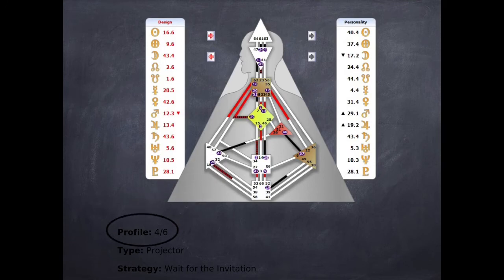If we move on to the profile, we can see this person is a 4-6 profile. And what that means is that they have the conscious 4, which is all about foundations, networking, and also it's a fixed energy, which means someone who carries this energy doesn't like to be criticized. They like to be taken for who they are and accepted for who they are. And anybody who likes to change them will be someone who they're not very happy with.